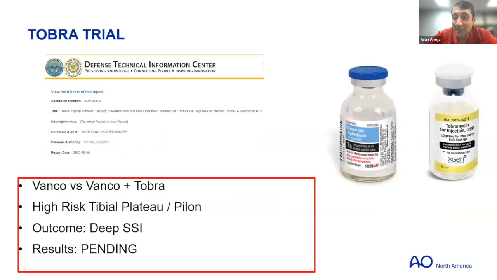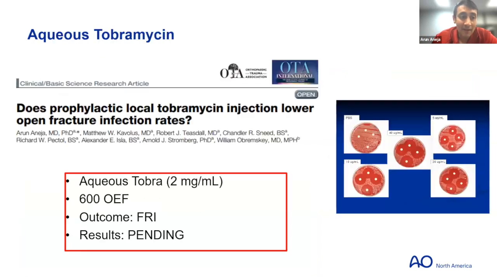The same group wanted to now target gram-negative bacteria. So now they're doing another METRC study called the TOBRA trial that's comparing vancomycin versus vancomycin plus tobramycin. Again, in the same subset of patient population, high-risk tibial plateaus and pilons, the outcome is still deep surgical site infections, and the results are pending. I'm excited and looking forward to those results coming.